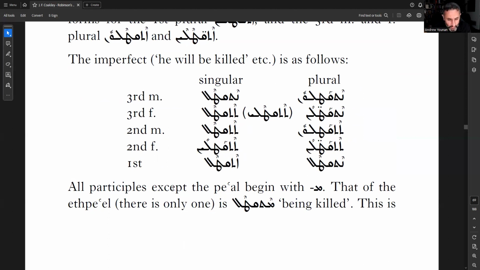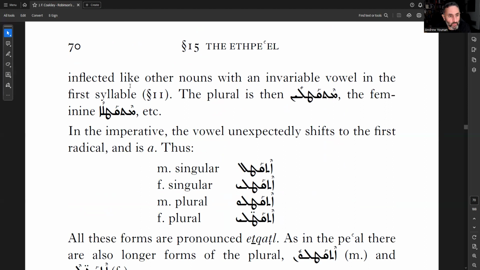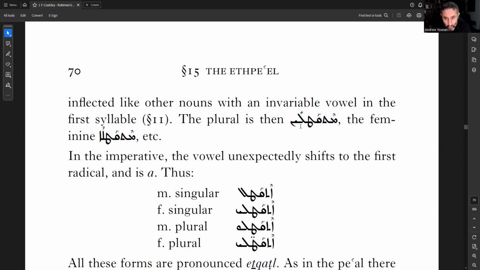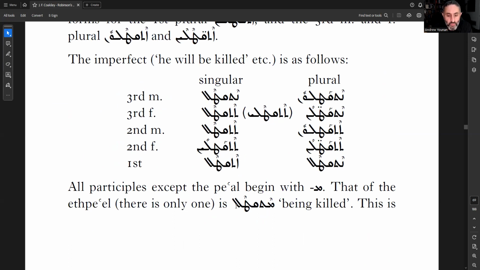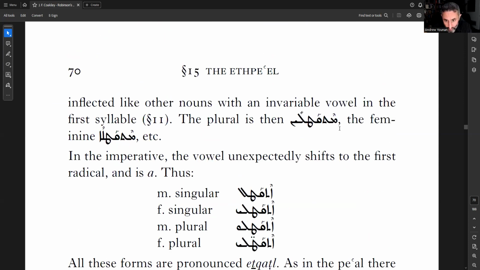All participles except the pa'al begin with mem. That of the ithpa'al, there's only one, is mithaqtal, being killed. Mithaqtal means being killed. This is inflected like other nouns with an invariant vowel in the first syllable. The plural is then mithqatlin, the feminine mithqatla. So, what is this saying? This is how you make the present tense. Mithaqtal na, mithaqtal at, and so on. Mithqatlin nan, mithqatlin ton. You can build the present tense with this plus those copulas.